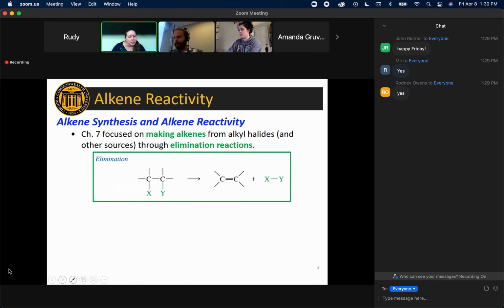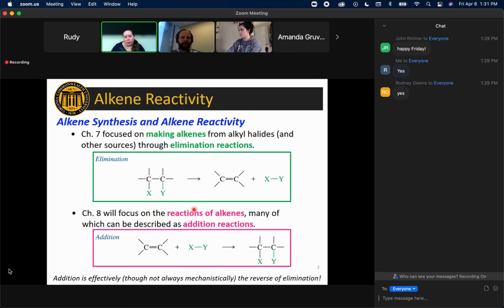Just to remind you of where we've been, you just took your quiz on chapter 6 about making alkenes using elimination reactions, predominantly E1 and E2 reactions. And also in chapter 7, we put those E1 and E2 reactions in the context of other competing reactions like the SN1 and SN2 reactions. Moving on into chapter 8, which we started on Wednesday, we'll be talking about all reactions of alkenes, which are mostly going to be described as addition reactions, but we'll see a few other kinds as well.